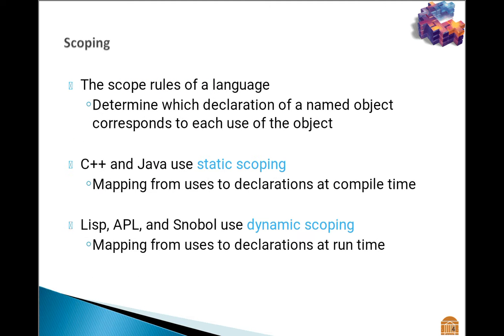Scoping. Scope rules of a language determine which declaration of a named object corresponds to each use of the object. And in this we have two types of scoping. One of them is static scoping and the other one is dynamic scoping. Static scoping is basically where the scope is determined during compile time, and dynamic scoping is where the scope is determined during runtime. C++ and Java use static scoping. Lisp, APL, and Snowball use dynamic scoping.